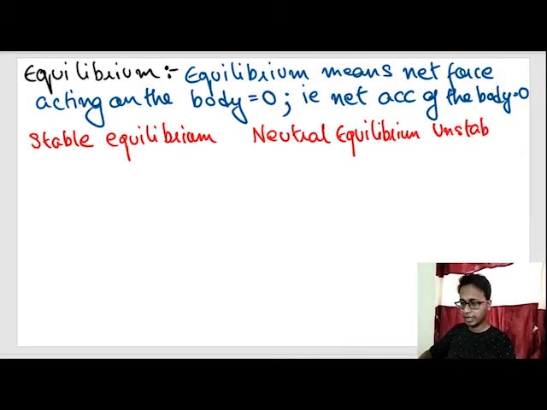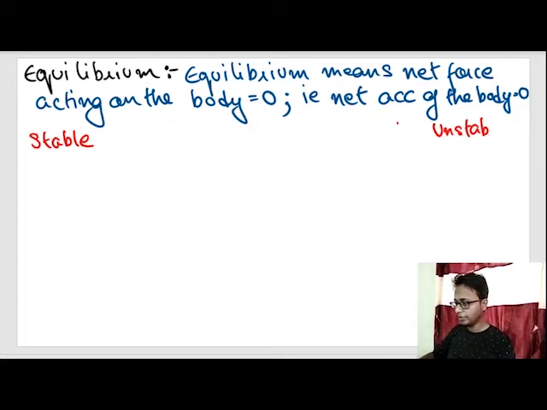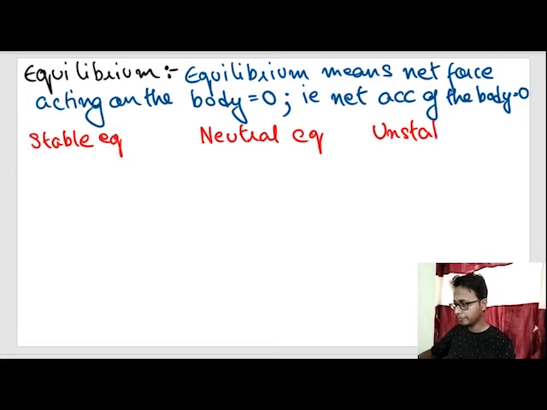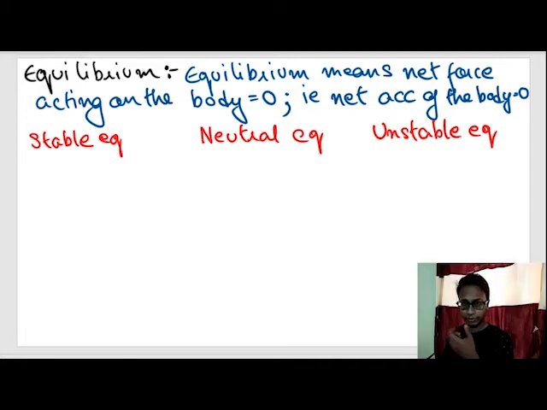Unstable, I'm writing this short, because if I write it whole, you won't get space. Equilibrium is represented by EQ. Stable equilibrium, neutral equilibrium, and unstable equilibrium. Now what are stable, unstable and neutral equilibrium? We'll learn this from 2 perspectives, so that you will understand it a little bit better.